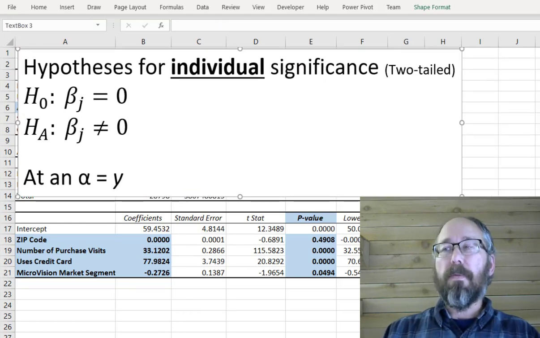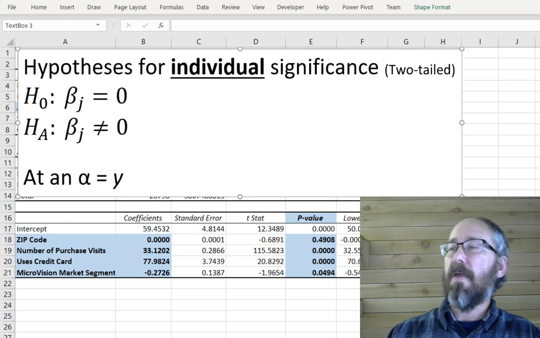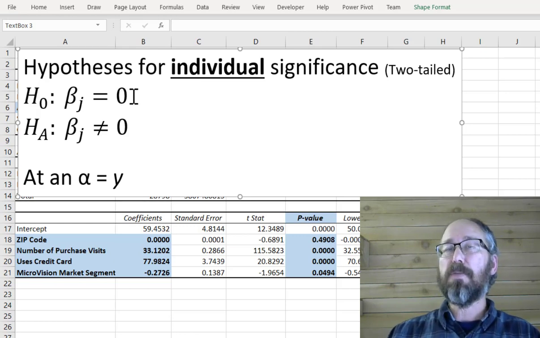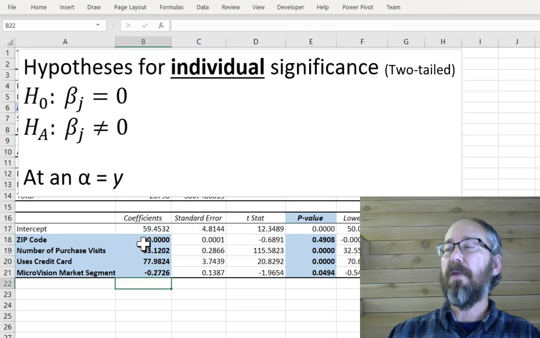So the formula for the hypotheses for individual significance, this being a two-tailed illustration, is that whatever that coefficient is, we're saying it's going to equal 0, meaning that it's not going to play a role in explaining the variation in our response variable. So the null hypothesis is that that coefficient equals 0. Well, the alternative hypothesis is that it doesn't equal 0. And we're applying that hypothesis to each one of these. And then based on that, we have a p-value that's calculated.